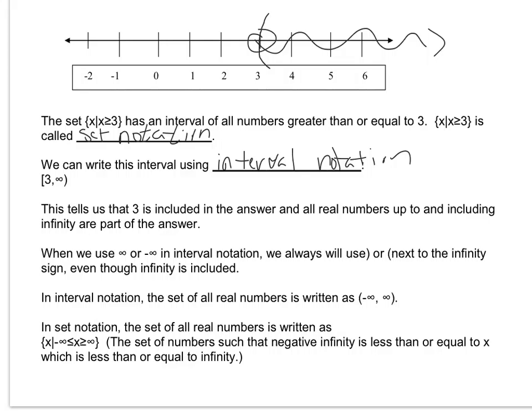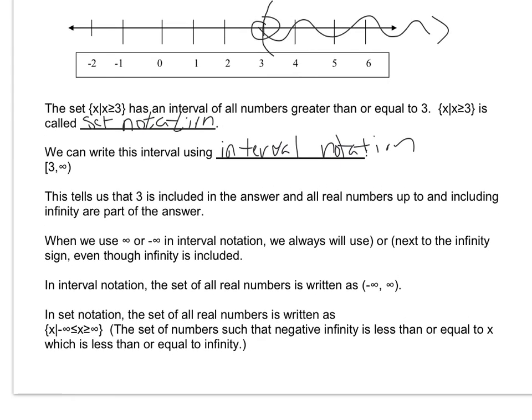So what this is saying, this means 3 is included, infinity is not, and it's always like that with the parentheses. So parentheses means does not equal, bracket means does equal. Okay, let's do some more examples.